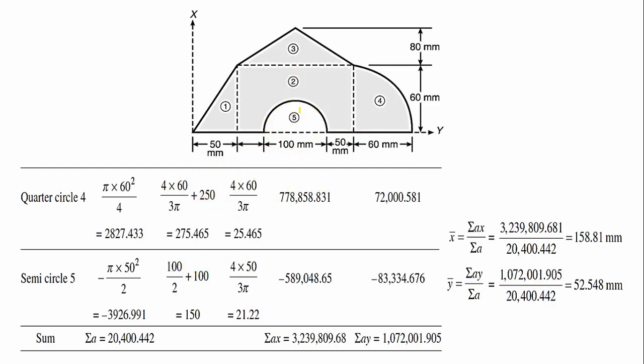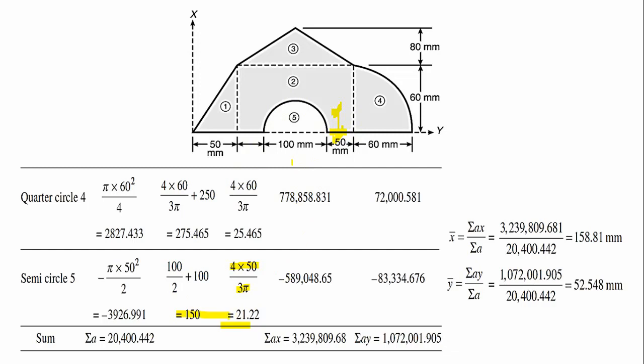Next is the centroid of this figure along the y axis. It is going to come somewhere here. So how do we calculate? 4r by 3 pi. So this distance is 4r by 3 pi, that is 4 into, the diameter is 100, radius will be 50, divided by 3 pi. If you do that, you will get the answer.